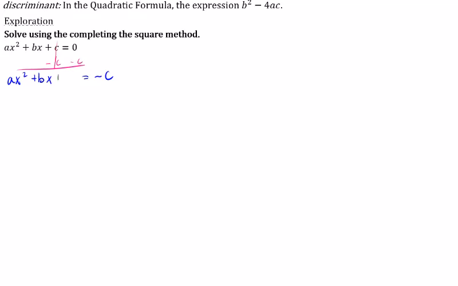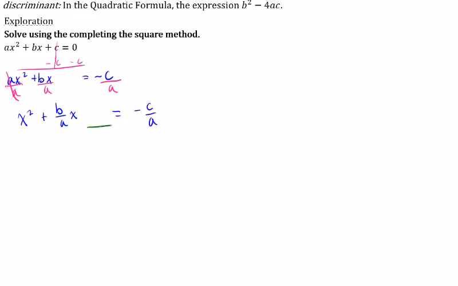So I put plus, and actually before we do that, I'm going to divide everything by a. I forgot, here we have a coefficient in front of x squared. So I'm going to divide everything by a. What I'll get is x squared plus b over a x, and then I'm going to leave room to complete the square, equals negative c over a.